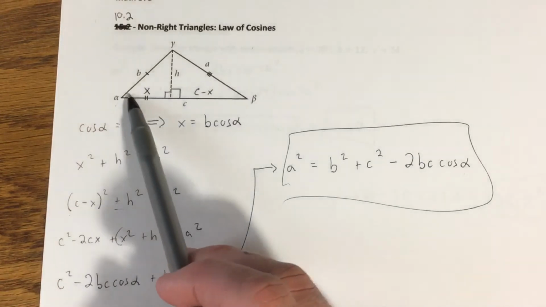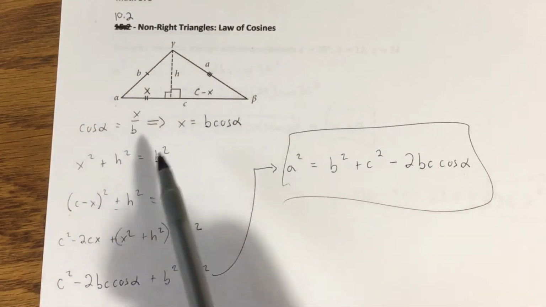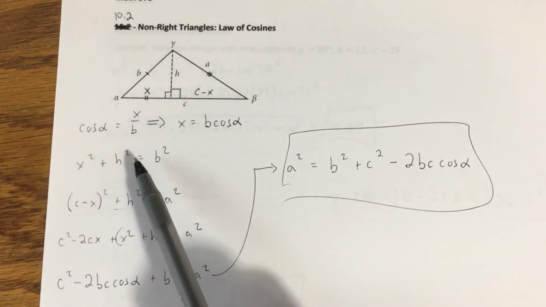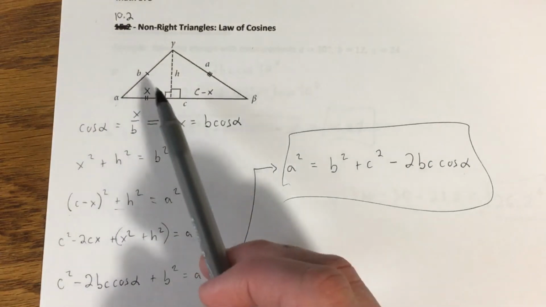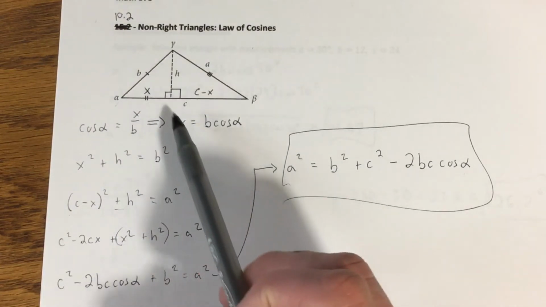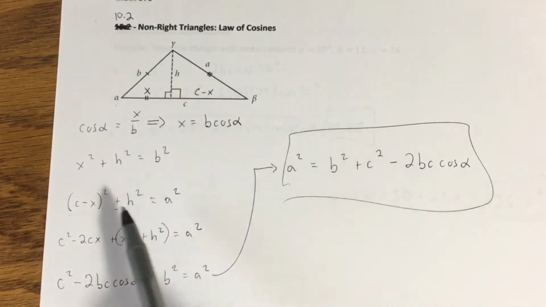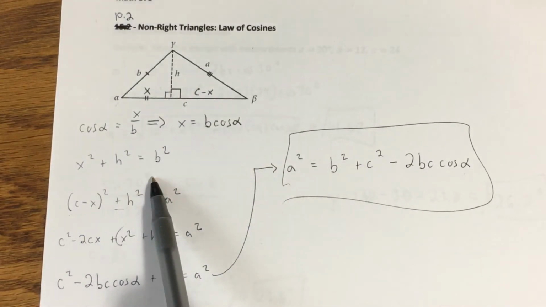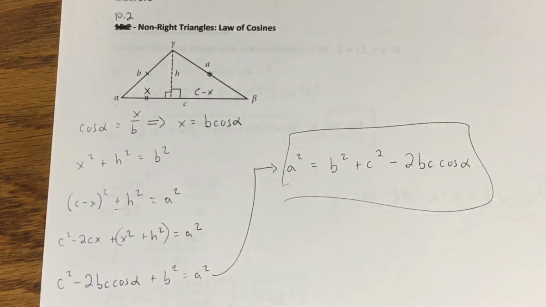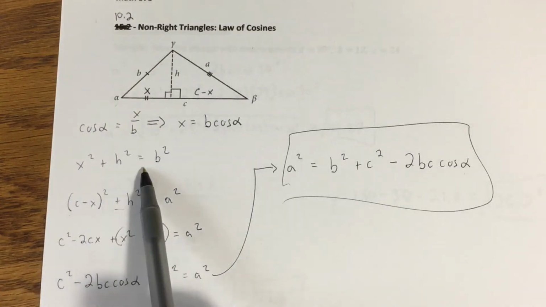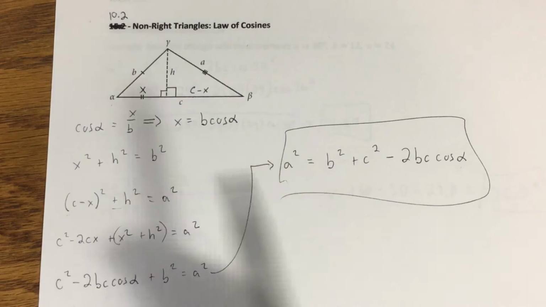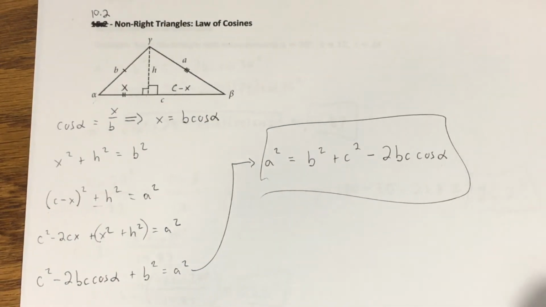If I take the exact same right triangle and then look at the Pythagorean theorem for that right triangle, the sum of the squares of the legs should equal the square of the hypotenuse. X squared plus h squared equals b squared, which I have written right here. Again, this is something I'm going to use in a moment, but I'm just setting it aside. So two little relationships between some values in this triangle.